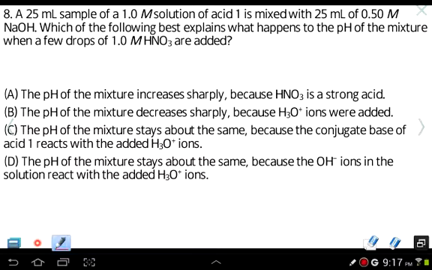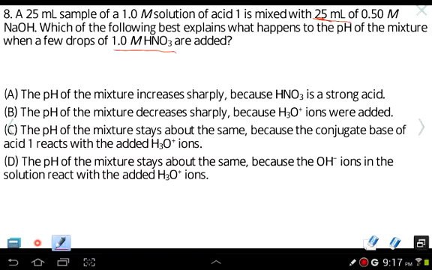A 25 milliliter sample of a 1.0 molar solution of acid 1 is mixed with 25 milliliters of 0.50 molar NaOH. Which of the following best explains what happens to the pH of the mixture when a few drops of 1 molar nitric are added?